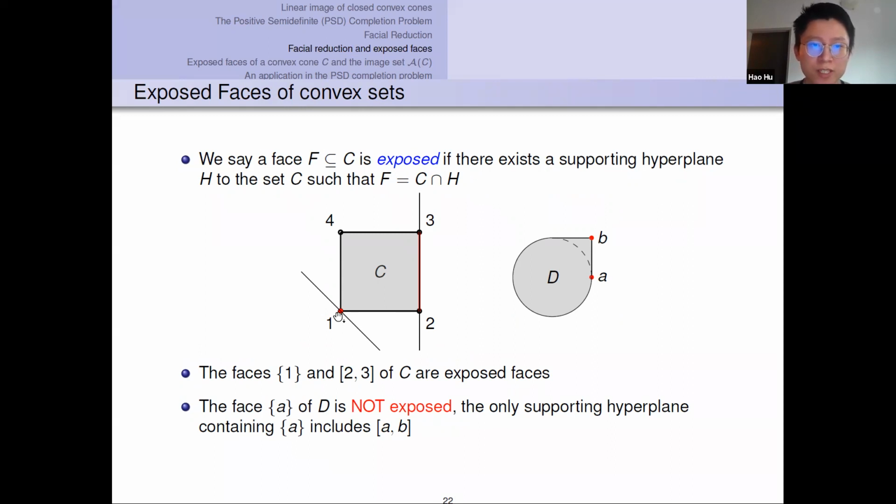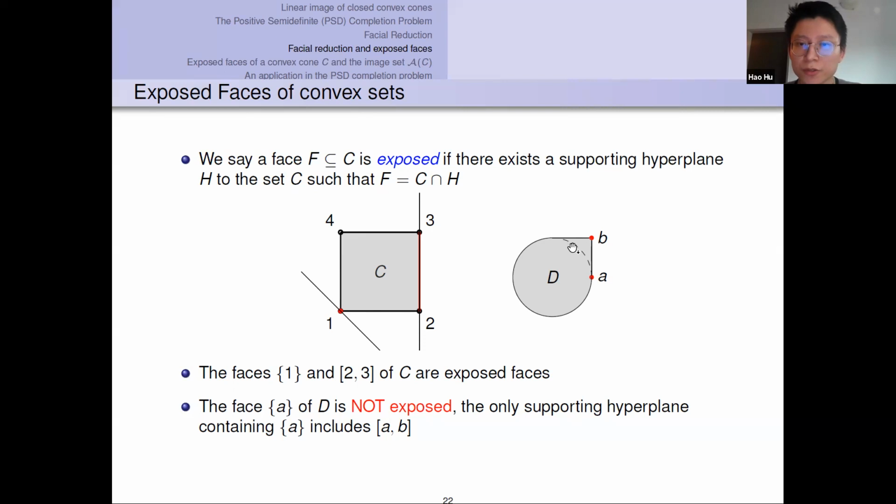For example, if you have a vertex, you can draw a hyperplane which intersects the convex set and gives you this vertex here. If you can find such a supporting hyperplane, then this vertex is called exposed. The edge here is also exposed because you can find such a hyperplane. But what is interesting is that not all faces are exposed. An example is given here.